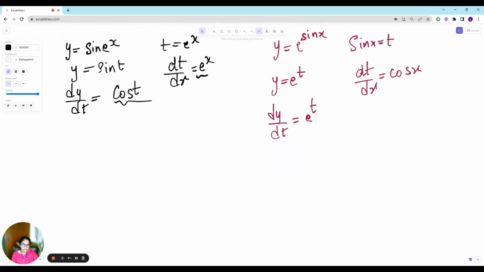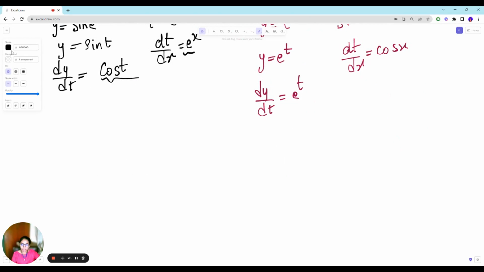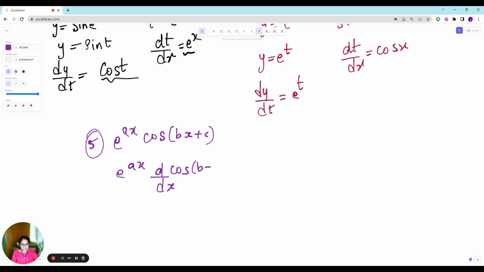Okay. Let me solve one more problem. Say, find the derivative of e power ax cos of (bx plus c). Now what should I do? I'll write e power ax as it is, d by dx of cos (bx plus c).